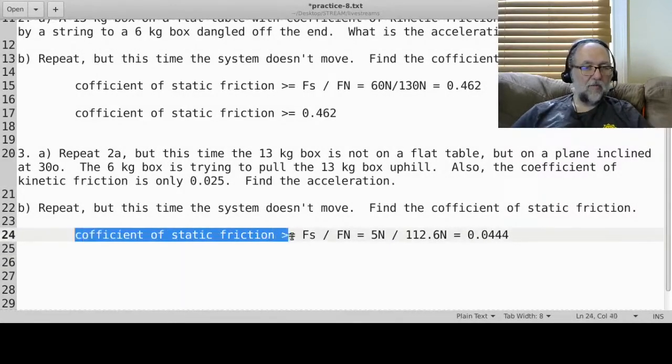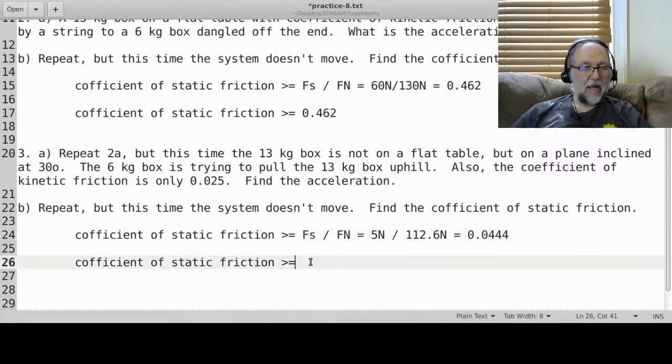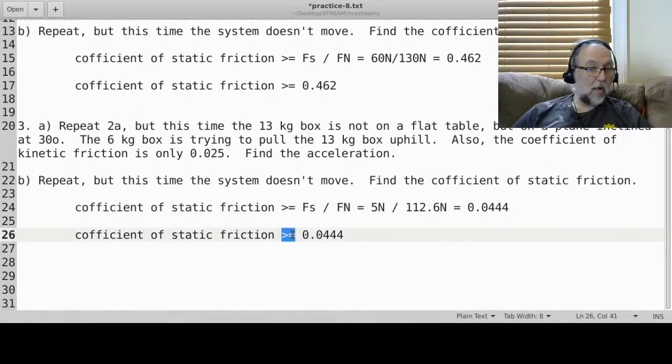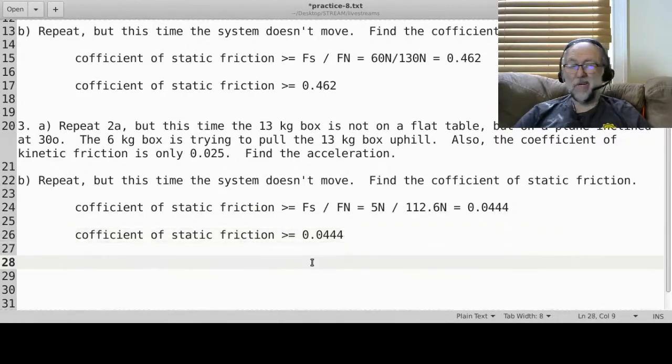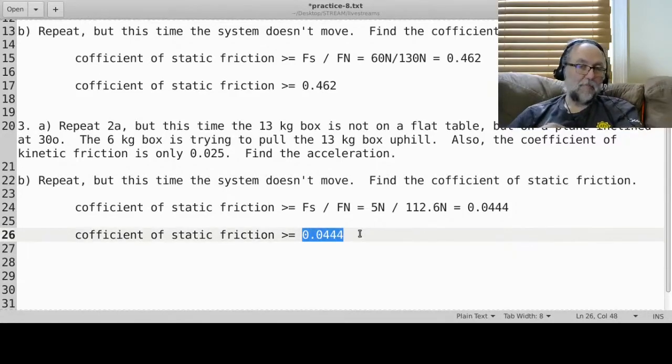And so the coefficient of static friction has to be bigger than that value there. Again, it's an inequality, so it gives you a range. It doesn't give you an actual number. Like if you were to experimentally measure it, maybe you would find that it's 1, maybe you find that it's 2 or whatever. All that you can say is that it's bigger than this number. It cannot be less than that number.